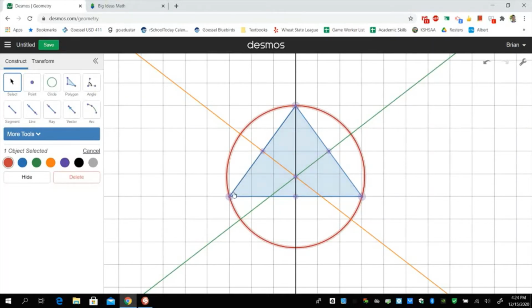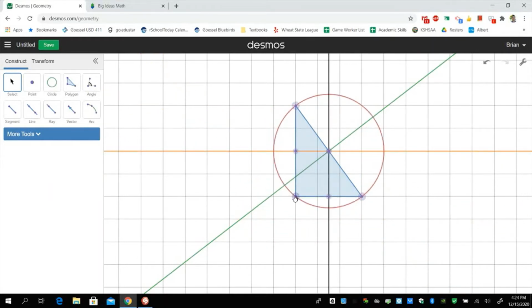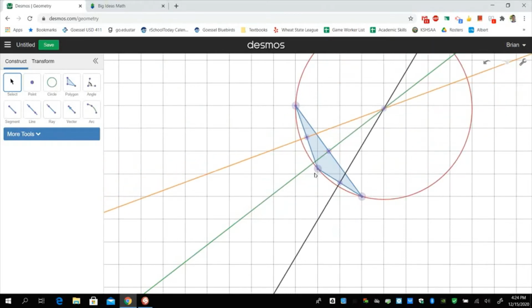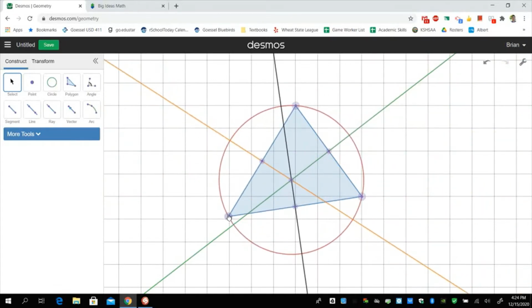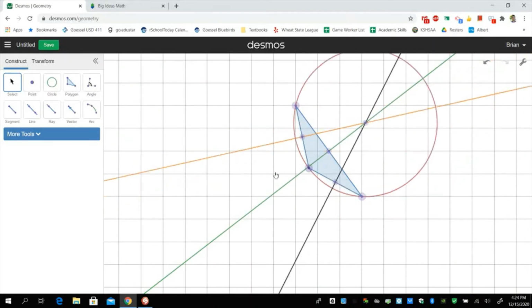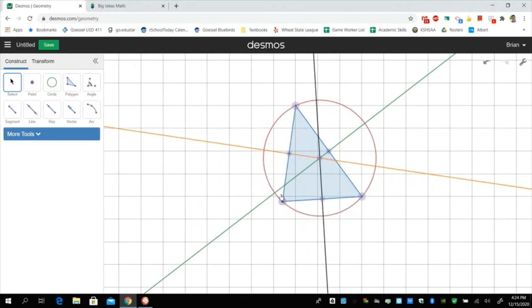It can be on the inside of the triangle. It can be on the hypotenuse of a right triangle, or it can be on the exterior of a triangle. See how that circle still goes through those 3 points if it's an obtuse triangle. So acute triangle, that's on the inside; right triangle, that's on the hypotenuse; obtuse triangle, that's on the outside. Okay, so this is kind of cool. You can play around with it and move it around different places.